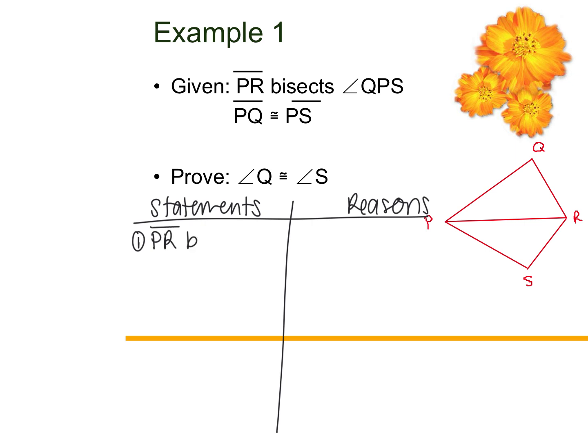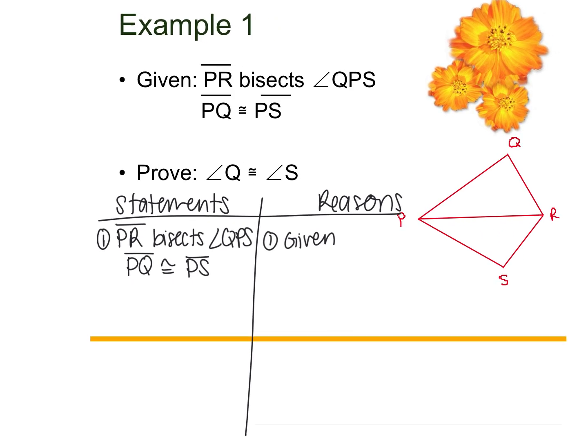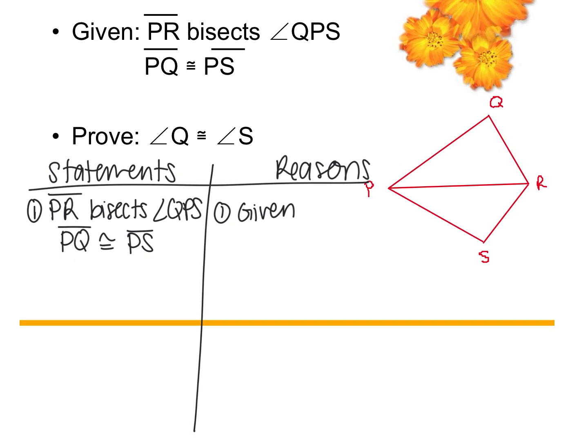PR bisects angle QPS, and segment PQ is congruent to segment PS. And yes, that is given. Are my congruency marks marked on my diagram? No, so I'm going to go ahead and do that. Always mark your congruency marks just so you're able to see what's missing or what you can prove. So I'm going to go ahead and mark PQ and PS.